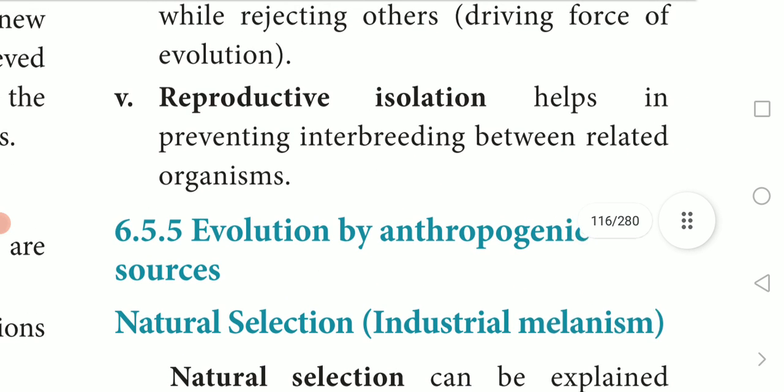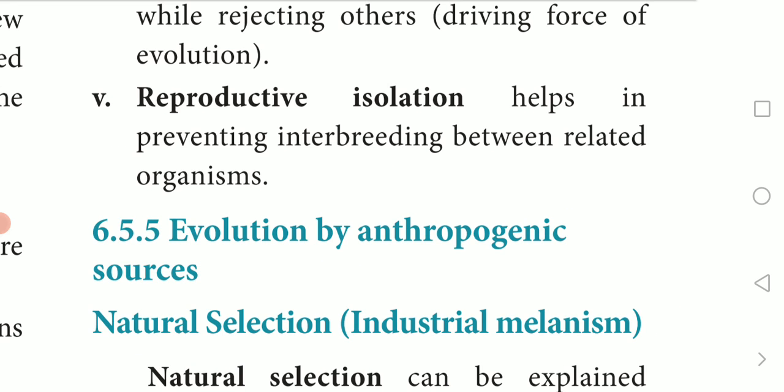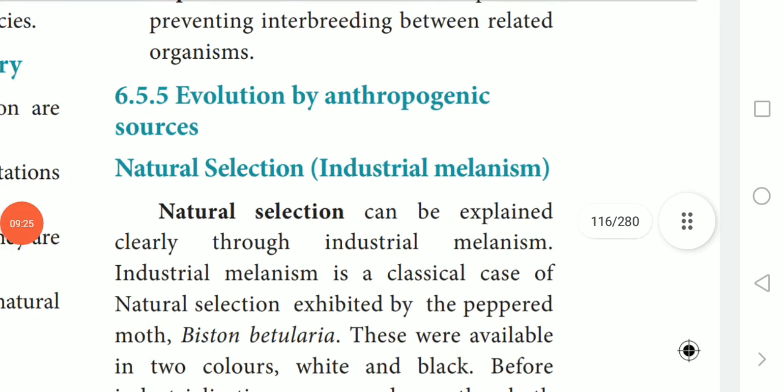Then natural selection. Natural selection does not produce any genetic variations. But once such variations occur, it favors some genetic changes while rejecting others.